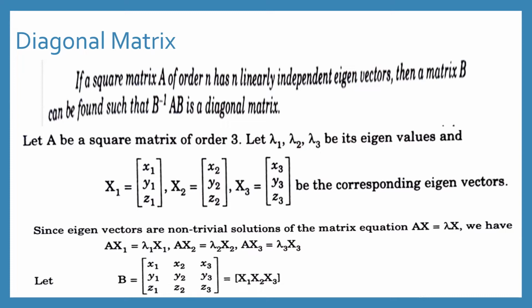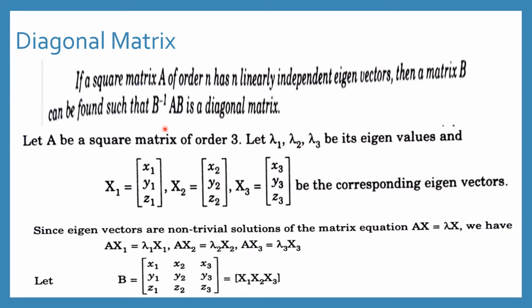Let A be a square matrix of order 3. Let lambda 1, lambda 2, lambda 3 be its eigenvalues, and x1 equal to the vector (x1, y1, z1), x2 equal to (x2, y2, z2), and x3 equal to (x3, y3, z3) be the corresponding eigenvectors.